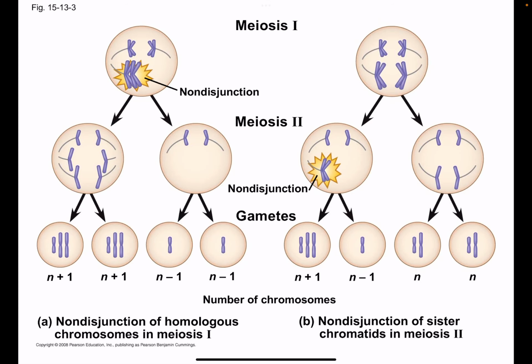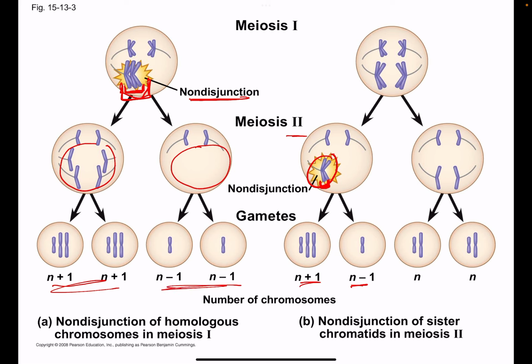So this diagram is just showing non-disjunction. Non-disjunction can happen in meiosis 1, where these homologous chromosomes don't get pulled apart. And so as a result, this one has extra chromosomes and this one is missing chromosomes. Or it can happen over here in this example in meiosis 2, where the sister chromatids right here don't get pulled apart. So remember, sisters here, and then up here we have the homologous pairs in meiosis 1. And so some would have extra chromosomes in +1. Some would have not enough chromosomes in -1.